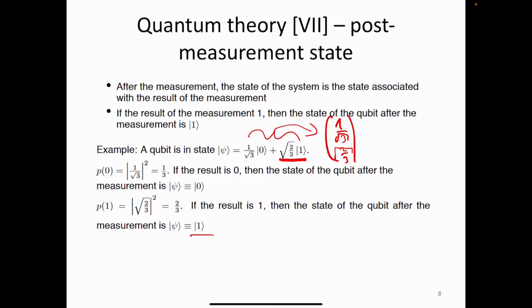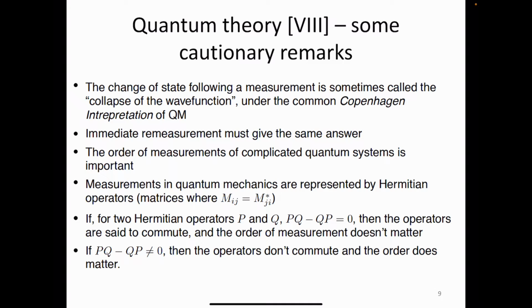That's why you don't only do the measurement once. You measure the state after doing your computation a couple of times. You read it out maybe 1,000 times. If you have 800 times an identical solution and 200 times something else, then most likely the solution that you measured 800 times is the right solution to your problem, if you implemented your algorithm correctly, of course. And some cautionary remarks here. The change of state following a measurement is sometimes called the collapse of the wave function.